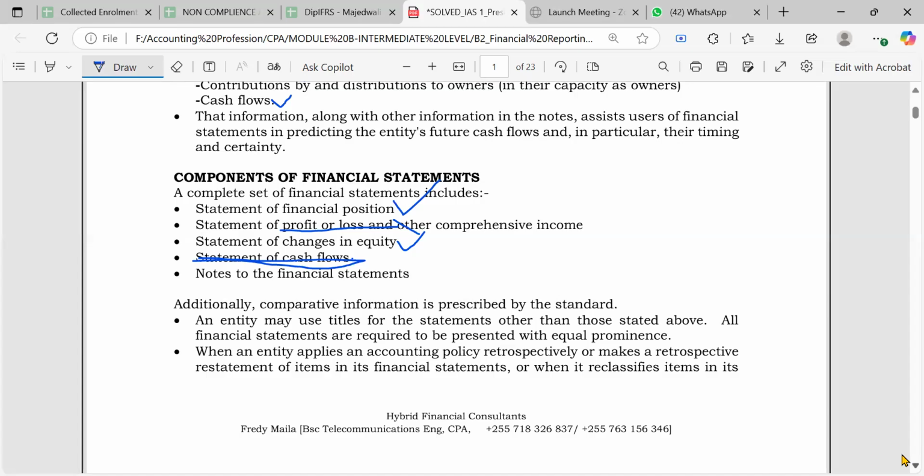You're told here, additionally, comparative information is prescribed by the standard. Of course, that's why I said if you do prepare the financial statements, maybe you'd have 2014 and 2013. That is just an example, right? So you could have something like that. That's why we're speaking of comparative information. An entity may use titles for the statements other than those above. But all financial statements are required to be presented with equal prominence.